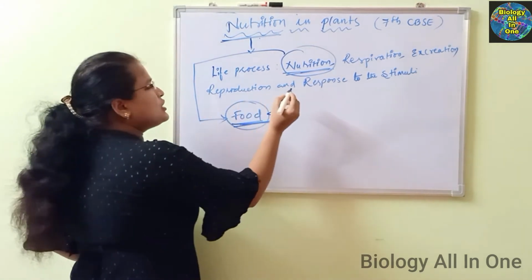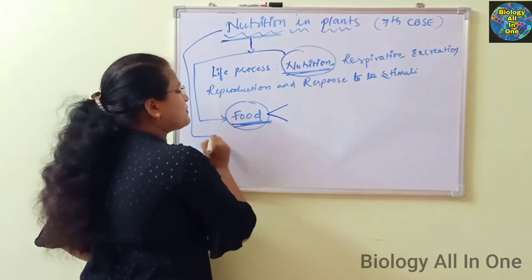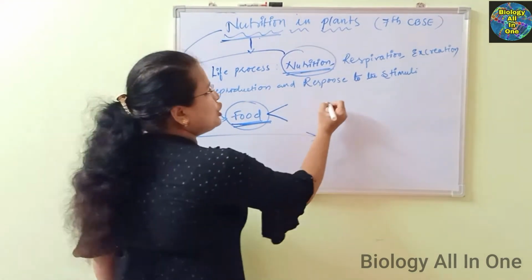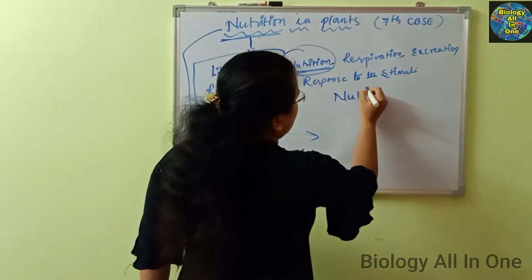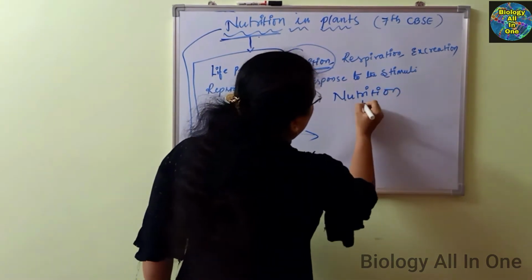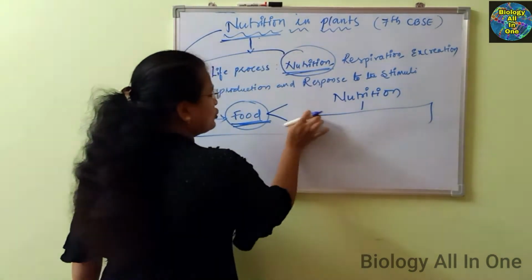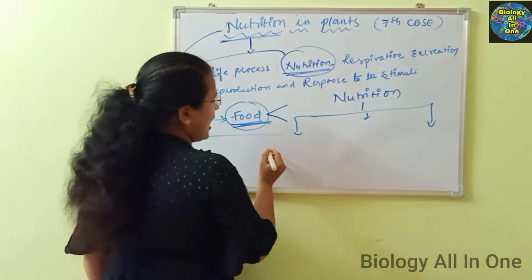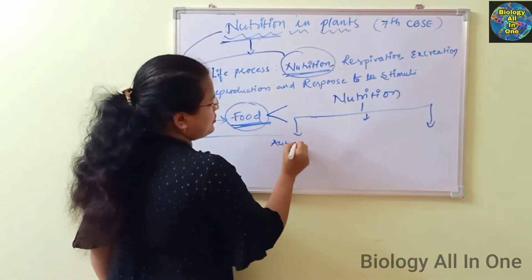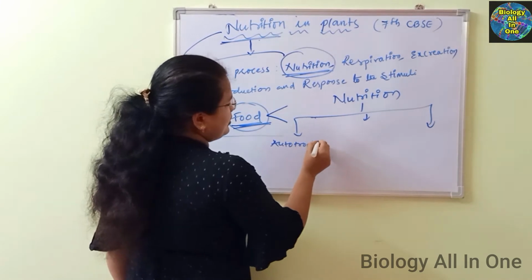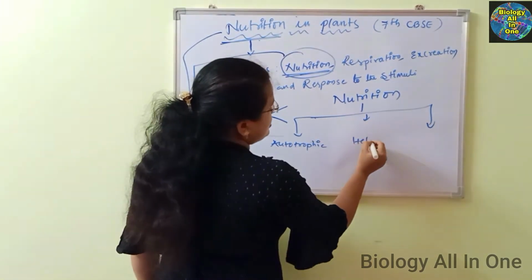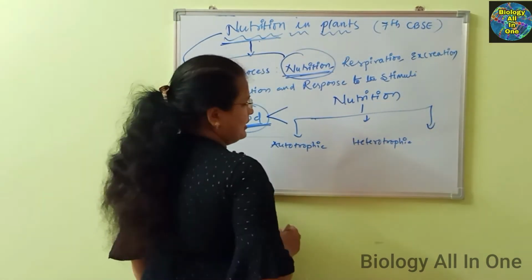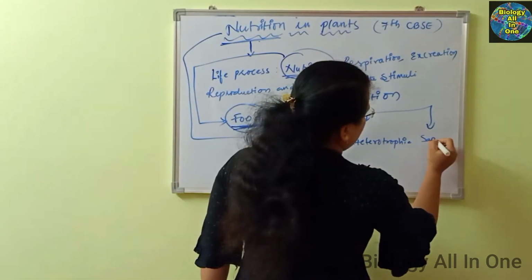See, now let us know how the nutrition takes place, how the food is obtained in plants. See, nutrition is actually divided into three types. They are autotrophic nutrition, heterotrophic nutrition, and the next one is saprophytic nutrition.